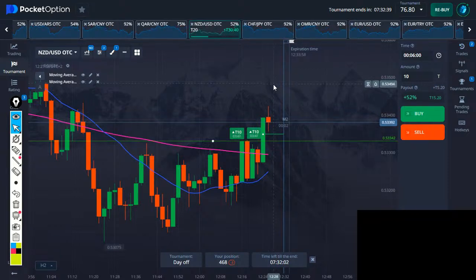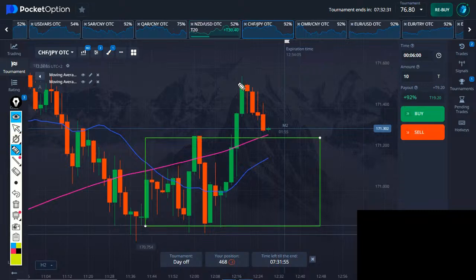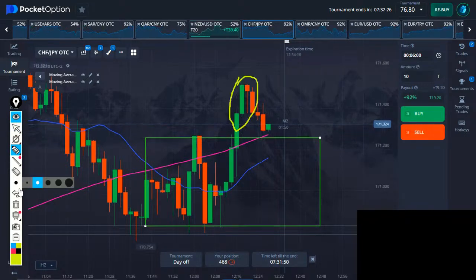Playing nicely. See, this was beautiful actually. I didn't want to take it. Took your trade here, 2 to 6 minutes. That's a win.